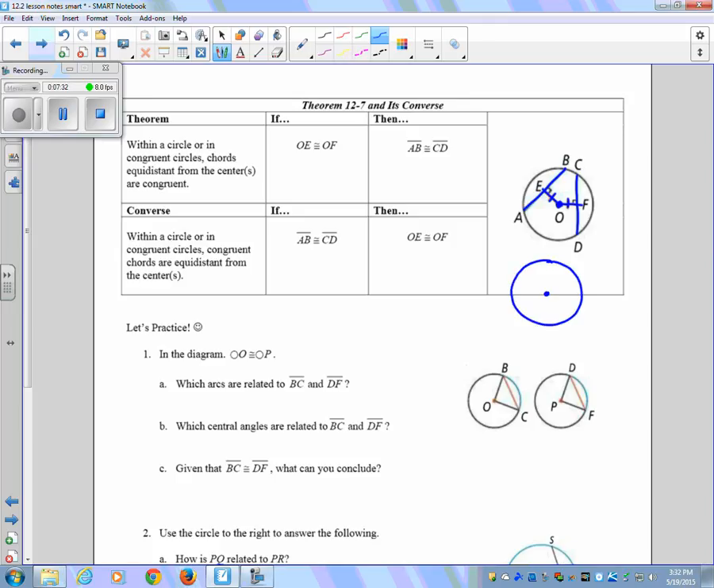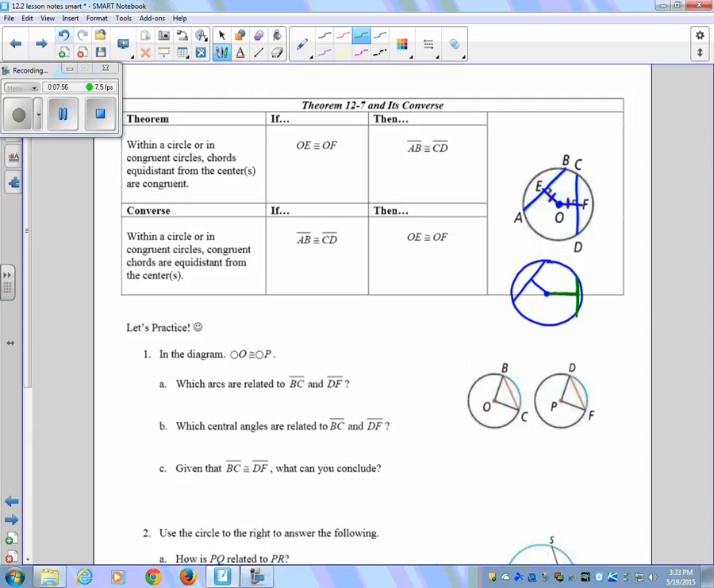If you think about a situation where here's a chord that's, let's say, 2 inches from the center, and then we make another chord that's not 2 inches from the center, let's make it 3 inches from the center. Well, what happens? The further away it is from the center, the shorter the chord is. You can see how it's much smaller.